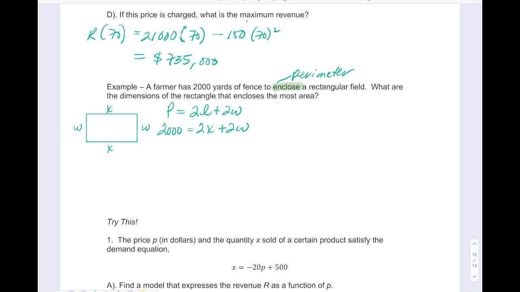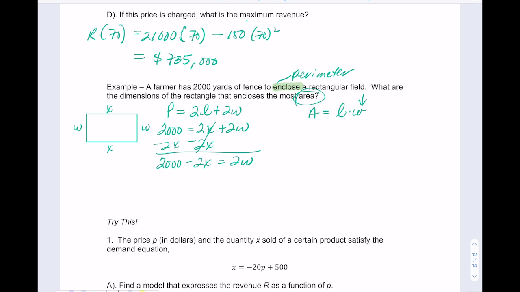Okay, so I want to solve this now for one of those variables. Let's solve this for W. So to solve for W, I'm going to subtract 2X. So I have 2000 minus 2x equals 2w. Okay, why am I doing this? So let me talk about that. We need to find the dimensions of the rectangle that enclose the most area. So the formula for area of a rectangle is length times width. So if I can solve this for w, I can just replace that w with my expression, and it'll allow me to figure out the area and the dimensions, which is just asking for length and width.